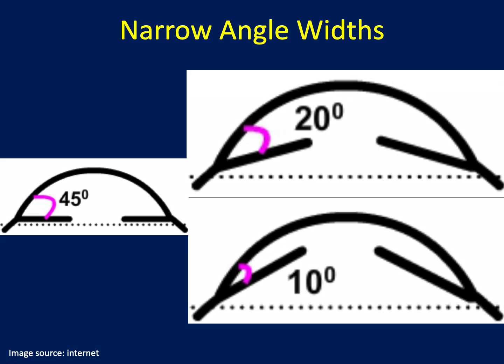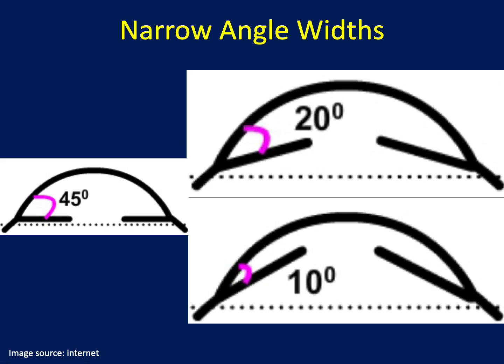This graphic illustrates the various angle widths and degrees. The single illustration on the left is a sketch representing an open angle. The two larger sketches on the right illustrate narrow angles of various amounts or degrees. In narrow angles, the iris is positioned closer to the cornea, potentially blocking drainage. The term narrow angle is an anatomic description and not a disease or a diagnosis of glaucoma.